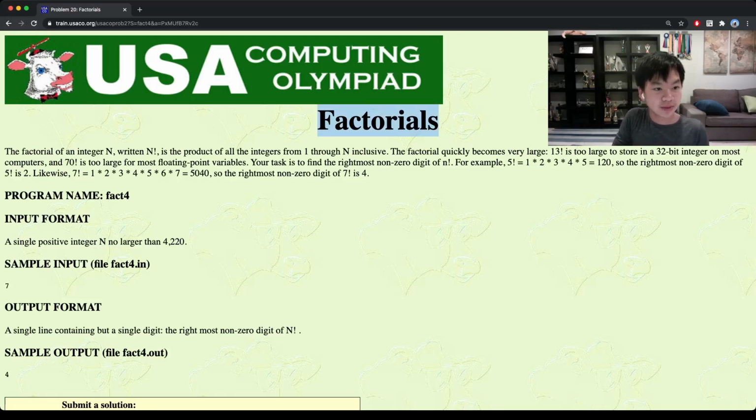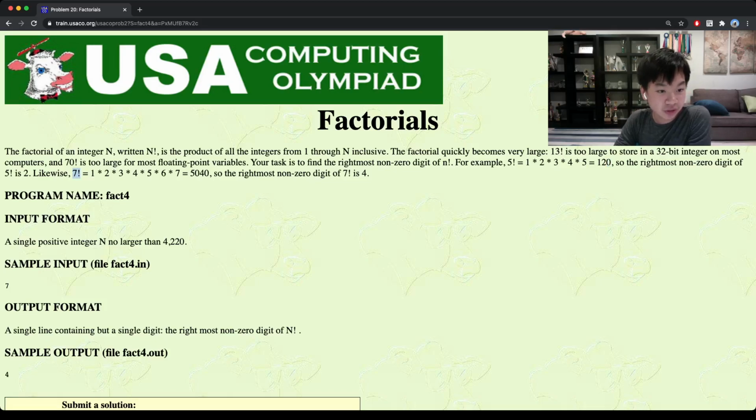Okay, so this problem is pretty simple. We're given a number n, and we're supposed to calculate the rightmost non-zero digit of n factorial. For example, 5 factorial would be equal to 1 times 2 times 3 times 4 times 5, which would be equal to 120. Since we're getting the rightmost non-zero digit, the answer would be 2, because the trailing 0 doesn't count.